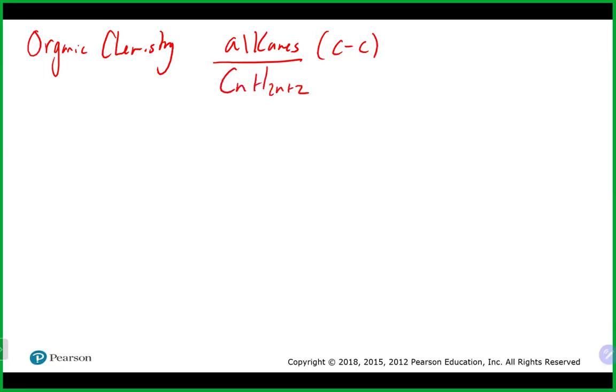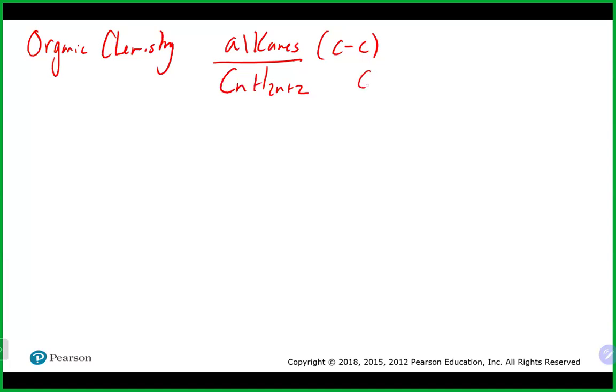CnH2n+2. And as we talked about, those first 10 alkanes, their names and formulas, are really important to learn as they are really the basis for everything else that we deal with in terms of names. So all other organic names do come back to those.